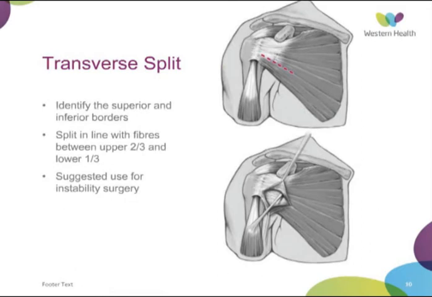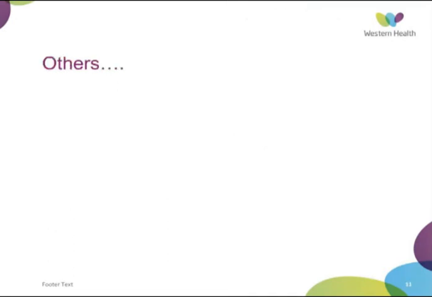The transverse split, here you're trying to go through the upper 2/3 and the lower 1/3 of the subscapularis tendon. And it's a multi-pennate muscle, and so you can identify, I'm told, from my reading, these separate little muscular tendinous units, and you aim to split it down through the centre there. The authors of the AAOS article suggest this is appropriate to use for instability surgery.